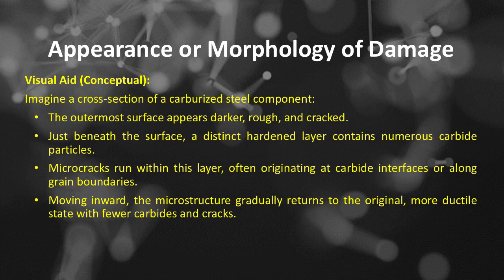Visual aid, conceptual. Imagine a cross-section of a carburized steel component. The outermost surface appears darker, rough, and cracked. Just beneath the surface, a distinct hardened layer contains numerous carbide particles. Microcracks run within this layer, often originating at carbide interfaces or along grain boundaries. Moving inward, the microstructure gradually returns to the original, more ductile state with fewer carbides and cracks.